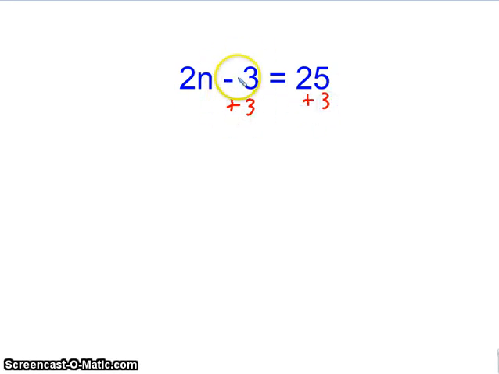This is basically backtracking. I think there's someone out there that was thinking that they could show this using backtracking, and I understand how they could think that. So negative 3 means plus 3, plus 3. So what I'm left with now is 2n equals 28. I have 2 times n, so I'm going to divide by 2. I divide both sides, so I get n is equal to 14.